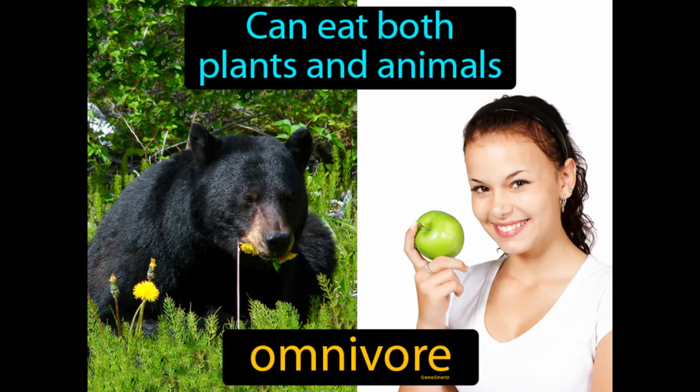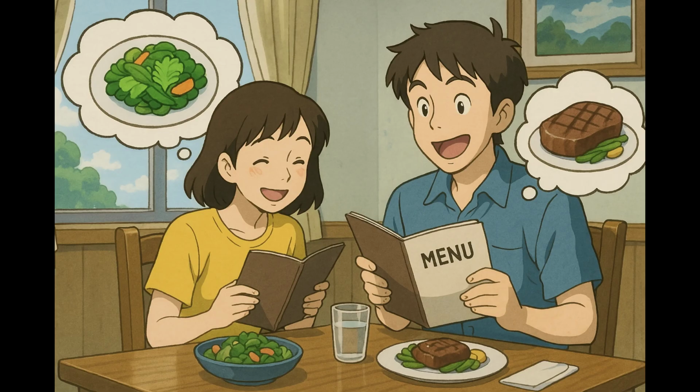Can eat both plants and animals. Omnivore. An omnivore is an animal that consumes both plants and animal matter as part of its diet. Imagine you're deciding what to have for dinner, and you're torn between ordering a vegetable stir-fry or a juicy steak. This dilemma is similar to how an omnivore operates, as it has the flexibility to choose between eating plants or animals, much like your choice between vegetarian or meat options.